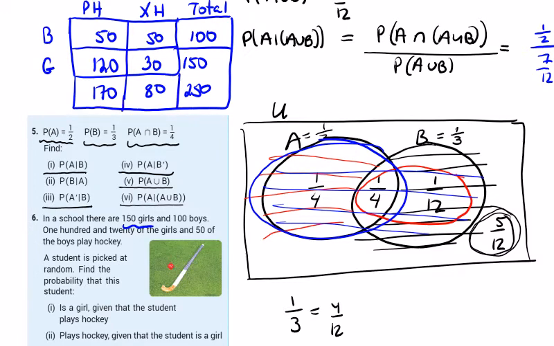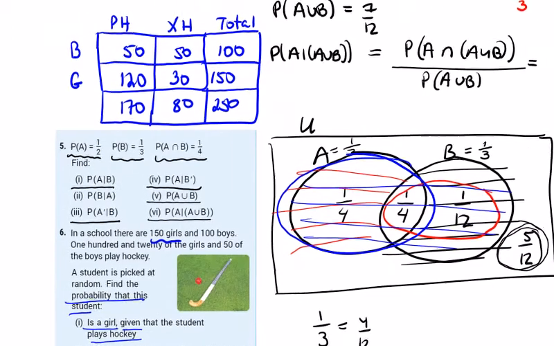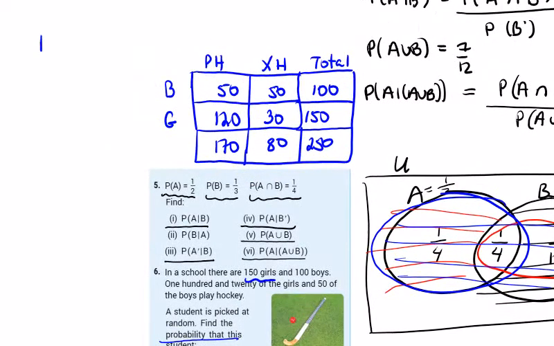So, a student is picked at random. Find the probability that the student is a girl given that the student plays hockey. So we write that out. The probability of a girl given they play hockey is the probability of a girl where the girl intersects with playing hockey, divided by the probability of playing hockey.